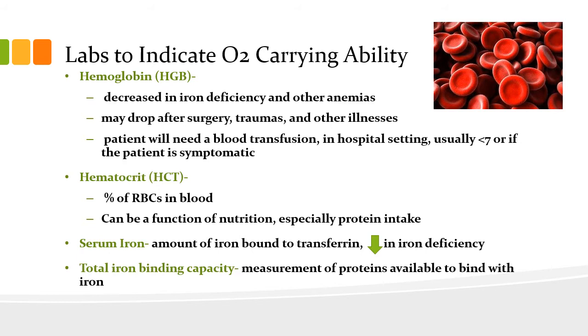The hematocrit is the percentage of red blood cells in the blood. It can be a function of nutrition, especially protein intake. The serum iron is the amount of iron bound to transferrin. It decreases in iron deficiency. And then the total iron binding capacity is the measurement of proteins available to bind with iron.